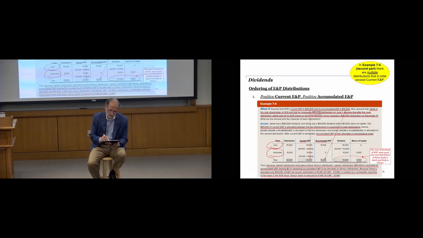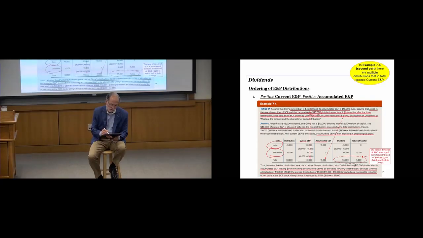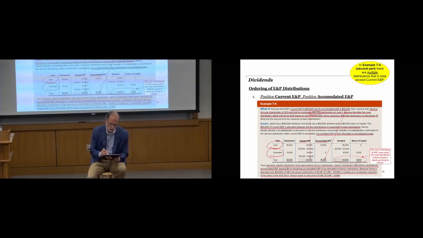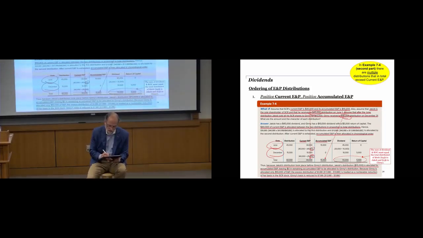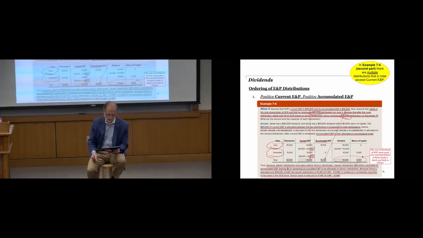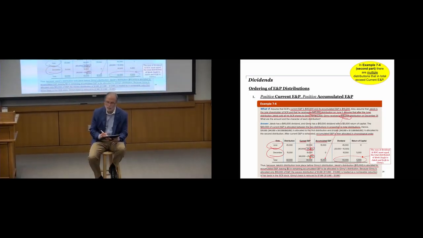I had 45 and 15. 45 went to Jacob, and Ginny received the 15. So I have a total of 60 distributed, right? And so, of that current E&P balance, which was 40, up here in the facts, 45 over 60 times 40 is 30,000.